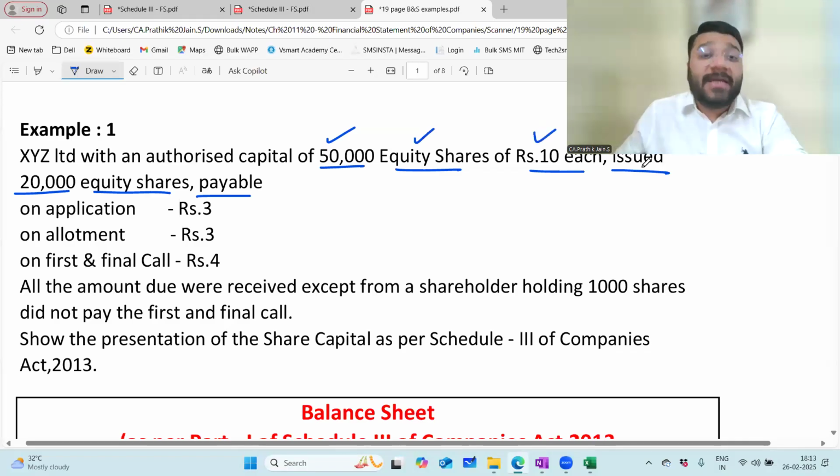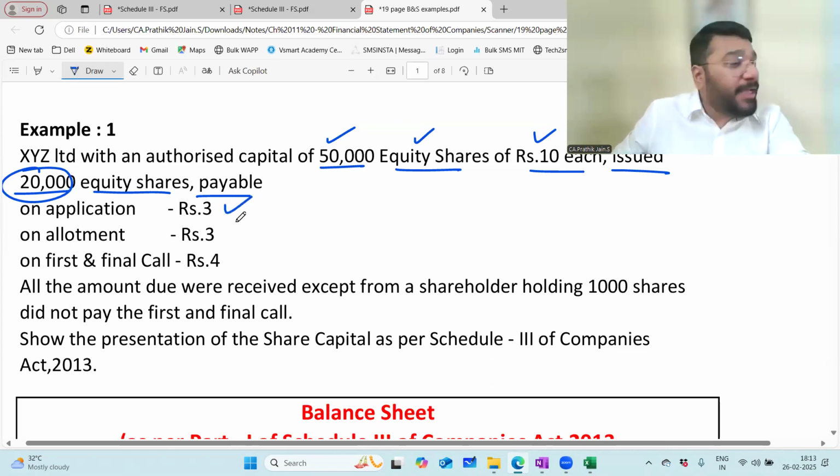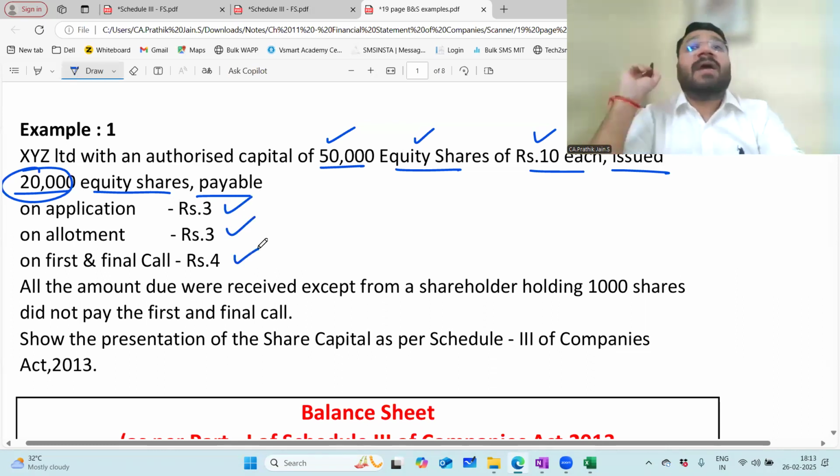10. Issued 20,000 equity shares. So how many shares are offered to the public? 20,000, which is payable 3 on application, 3 on allotment, 4 on first and final call.